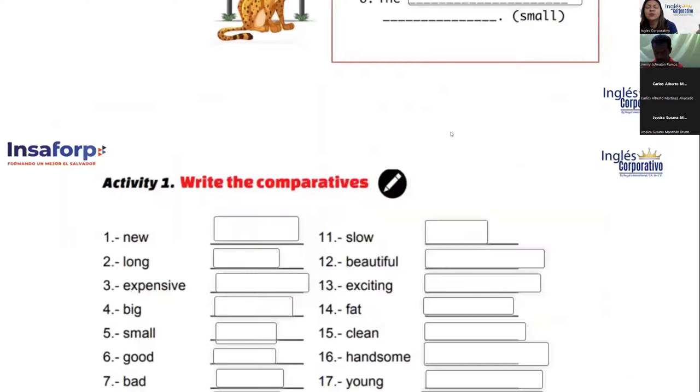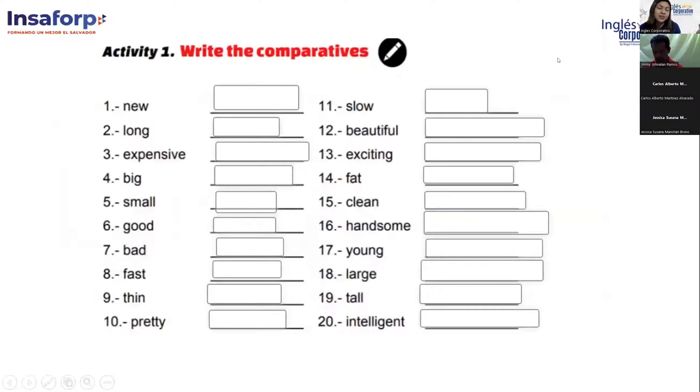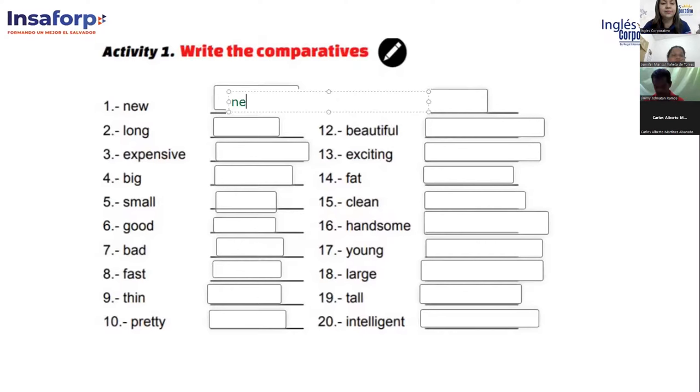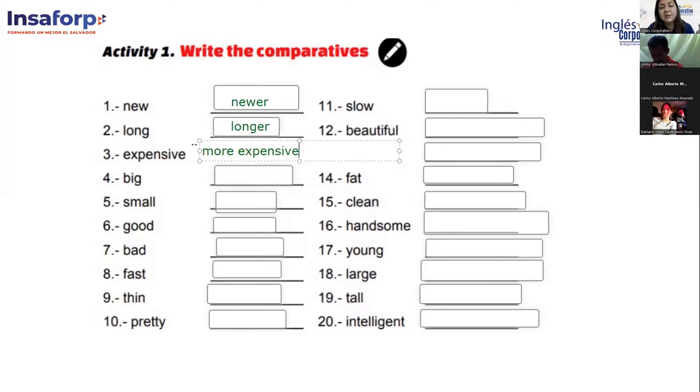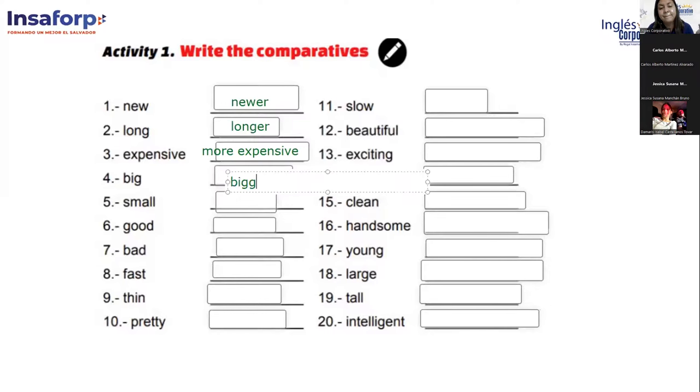On the next page, you are going to write a comparative example. So I'm going to say your name and you have to tell me, okay? Jimmy, new. What is the comparative of new? No es el opposite, es el comparativo, la forma comparativa de cada uno de ellos. Por ejemplo, newer. Longer. More expensive. Bigger.